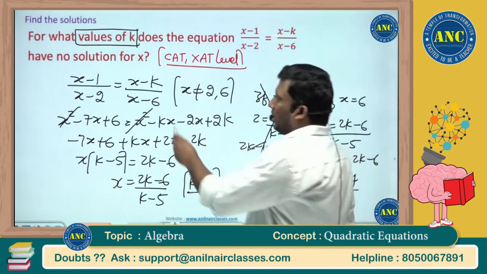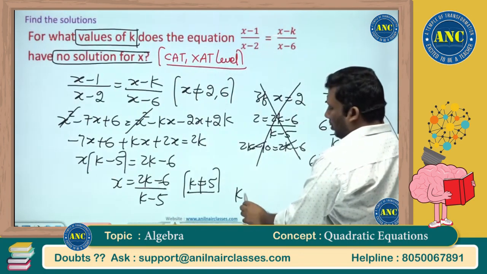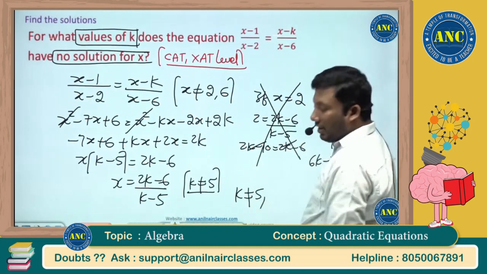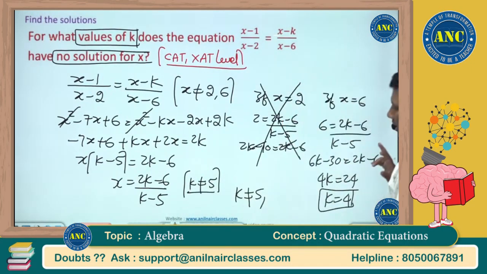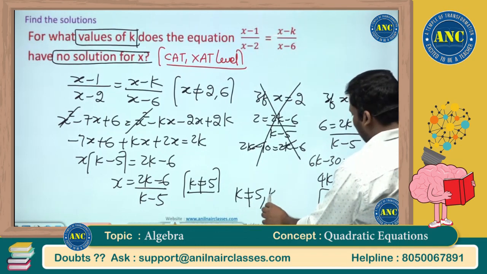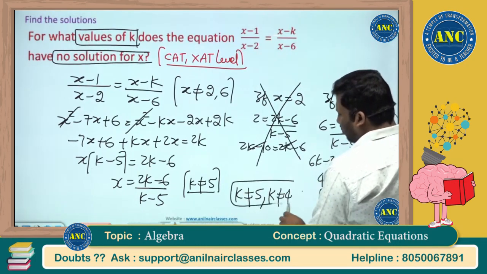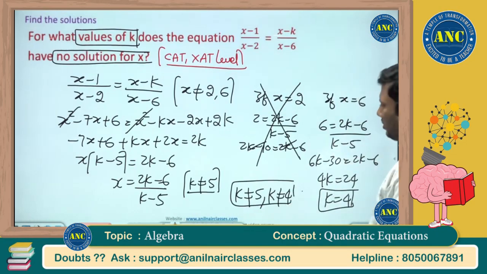What is the question? It should not have any solution for x. That means k should not be equivalent to 5, since with denominator 0 it will not have any solution. If x equivalent to 6, I am getting k equivalent to 4, so k should not be equivalent to 4. If k is equivalent to 4, how much am I getting? 2 into 4, 8. 8 minus 6, 2. It will be 4 minus 5, which is minus 1.